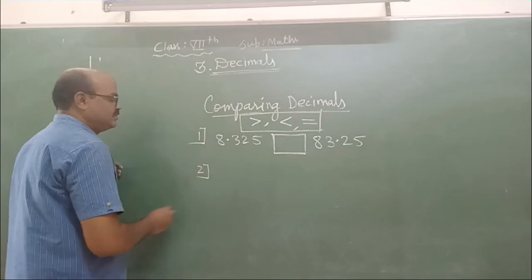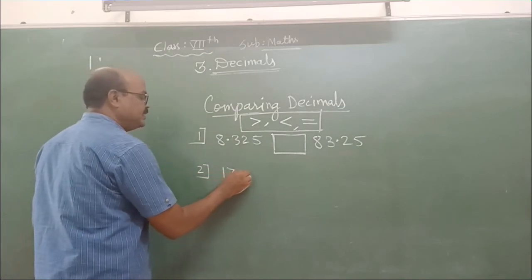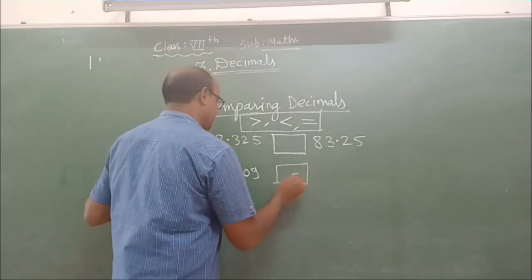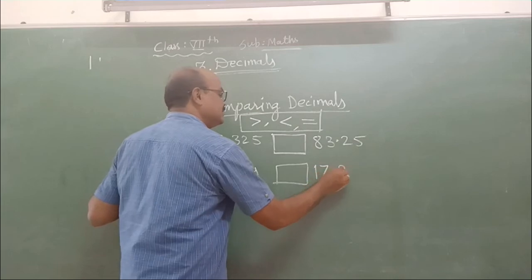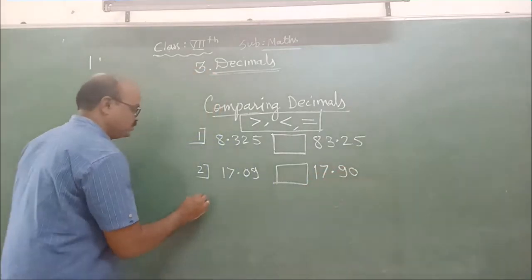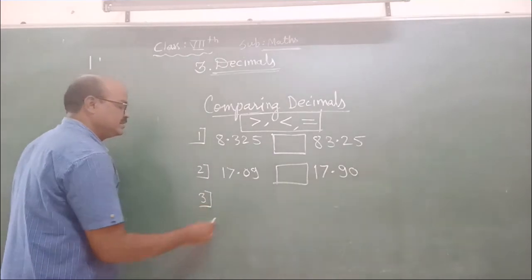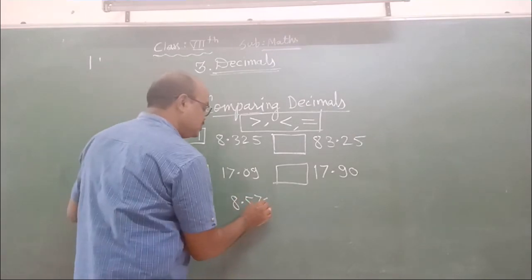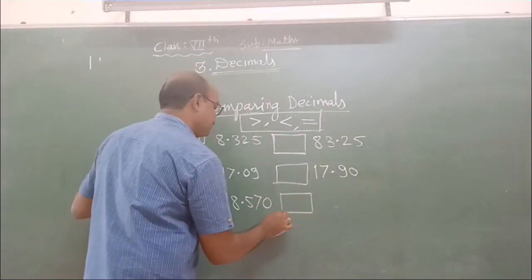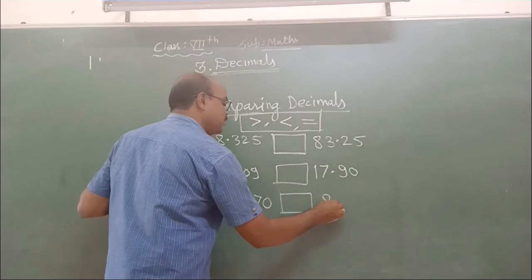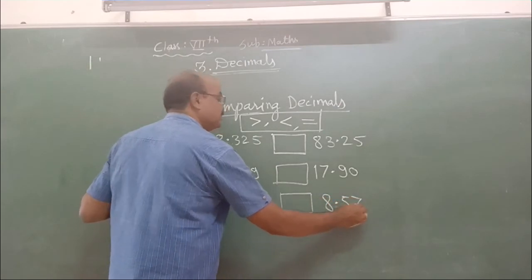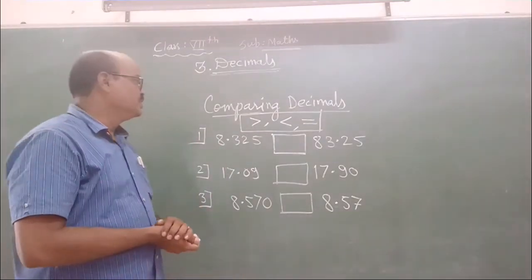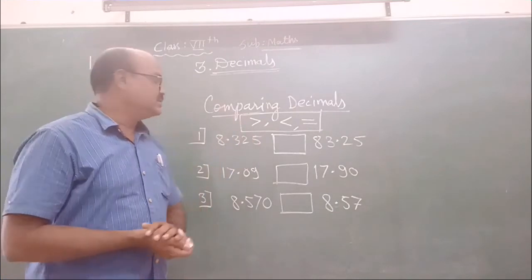Second one 17.09 and 17.90. Third one 8.570 and 8.57. Only 3 examples I have written here. Now let us try to compare this.